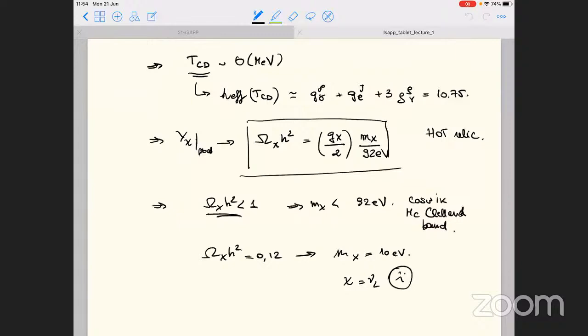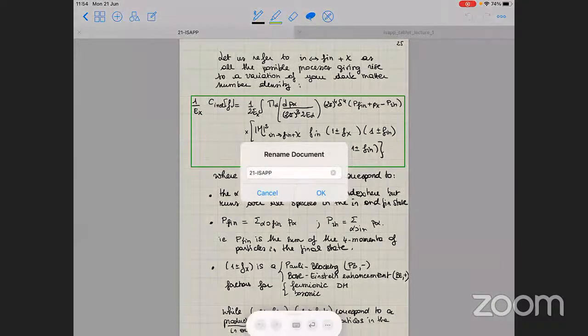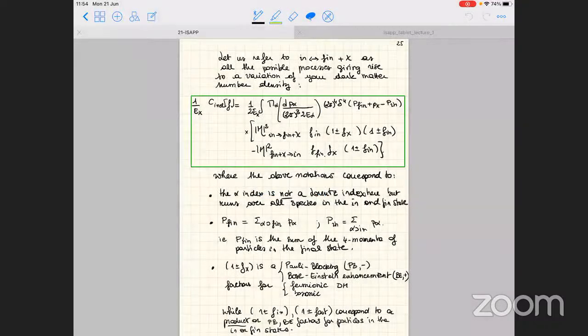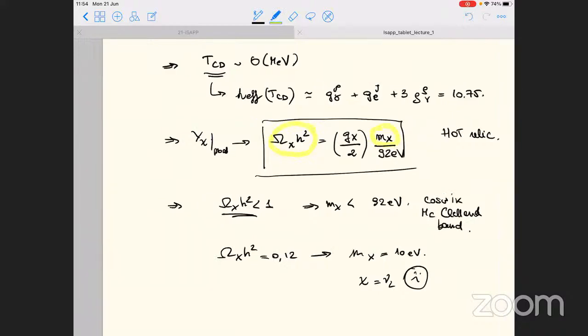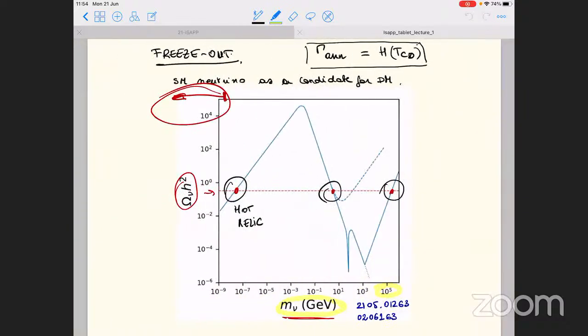Just to add, excuse me, small bug. Here you see that your relic abundance is directly proportional to the mass of the dark matter in this story. So you recover directly this dependency, omega chi h square just proportional to m chi. You see that from small masses going to a certain critical mass, your relic abundance just grows with the mass of the neutrinos.